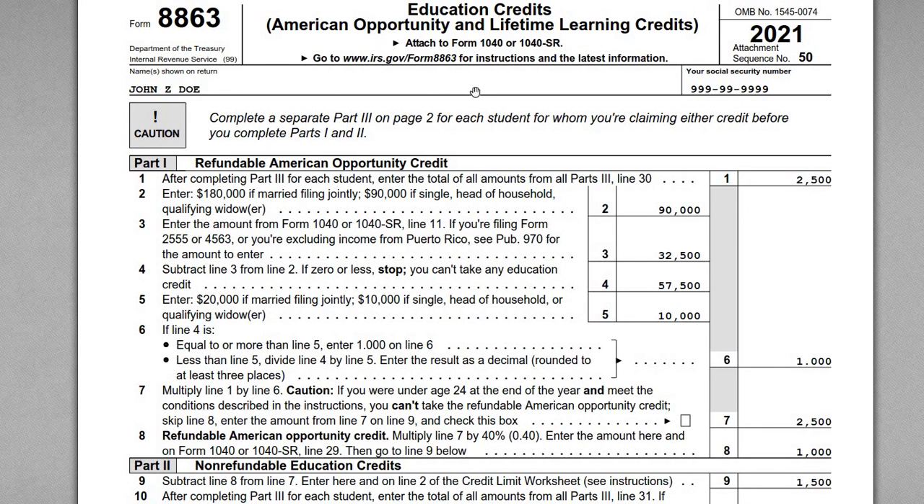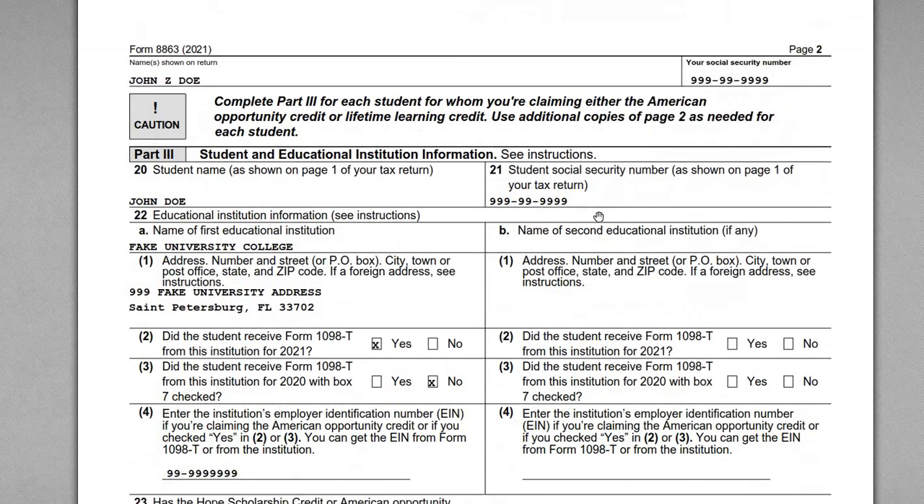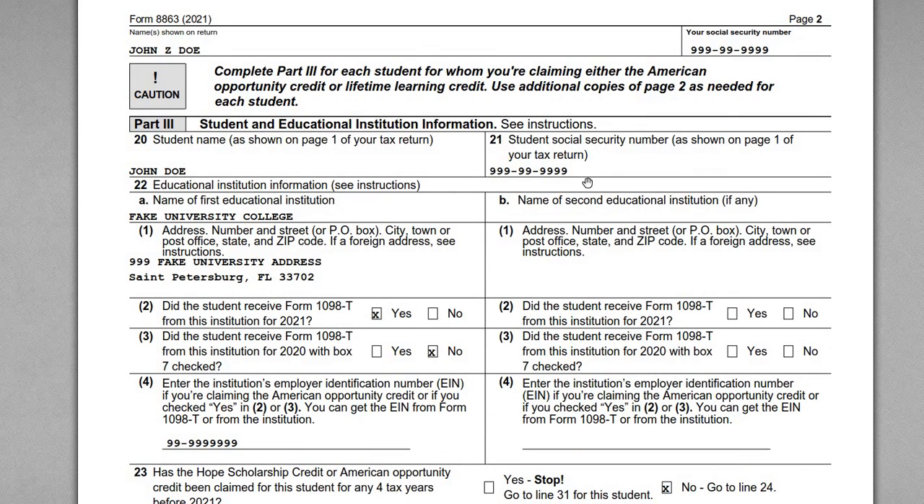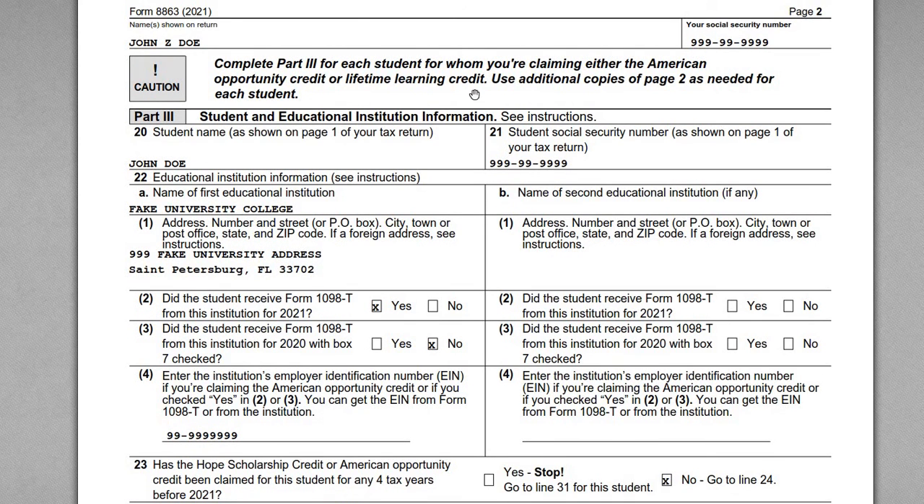This is page 1, part 1, but you should be starting on page 2 first, right? So as it says up here, caution, complete part 3 on page 2 for each student who you're claiming a credit before you do parts 1 and 2. Okay, so if we scroll down page 2, part 3, this is all the information on the student. So we've got John is the taxpayer here, but he's also the student.